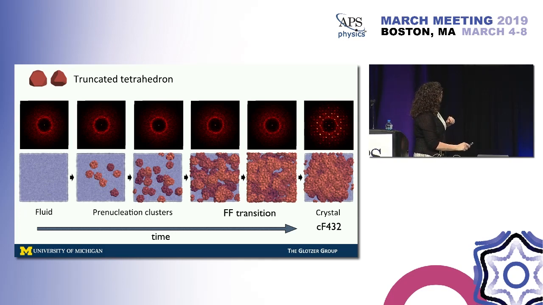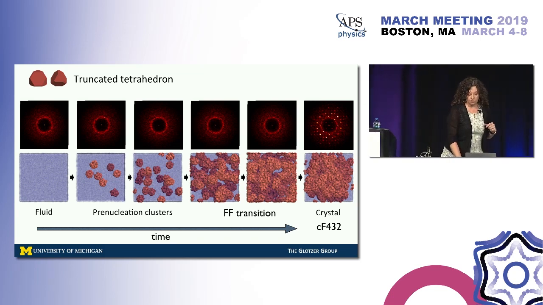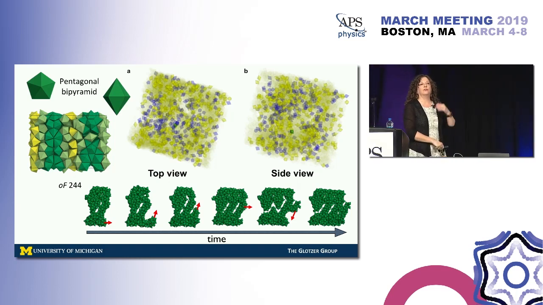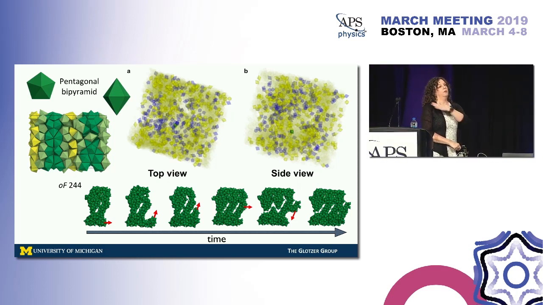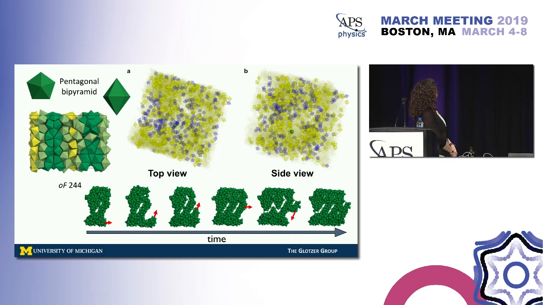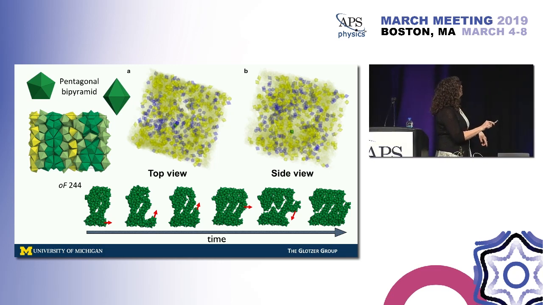And so in this intermediate part, you have coexisting fluids prior to crystallization. Let me show you another example of a fluid-fluid transition with nothing but entropy before crystallization. This is a system of a pentagonal dipyramid that looks like this from the top and like that from the side. I'm going to show you the top view and the side view.